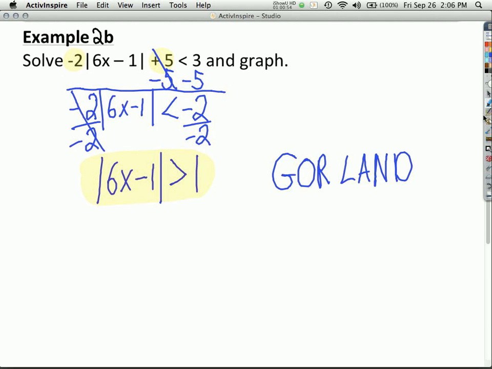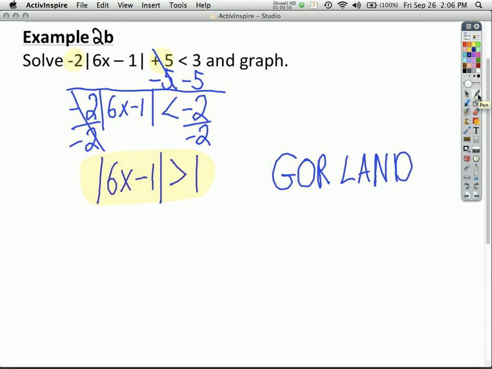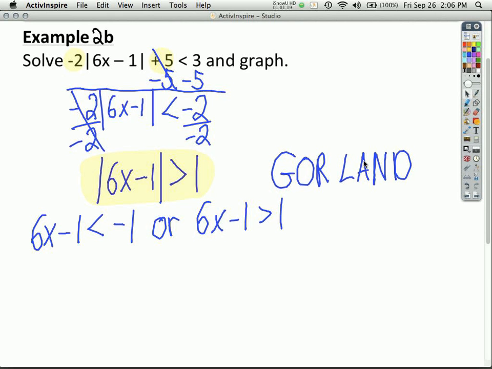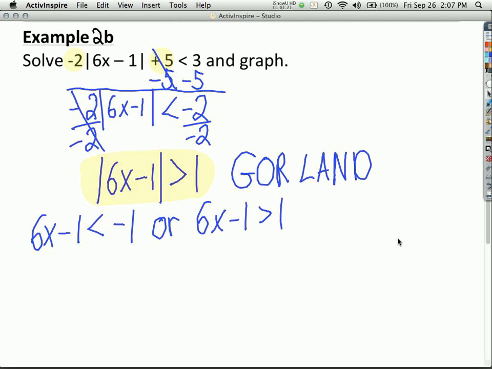So now we're ready to convert, and then we're going to stop this question. We're going to convert. We put down the word or. 6x minus 1 is greater than 1. Now rewrite the same thing, 6x minus 1. Flip the symbol, flip the sign. And now we would solve from there. We're not going to solve this one, but if this were a classwork question, a quiz question, or a homework question, then of course you would solve it. But my point has been made. You have to do the process before you can use Gourland.